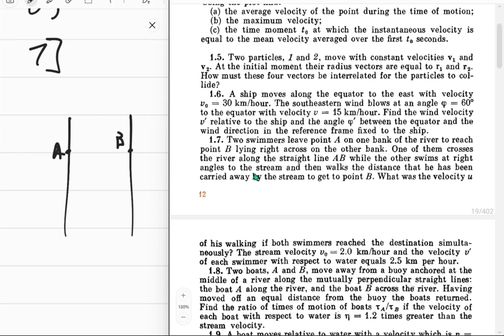One of them crosses the river along the straight line AB, while the other swims at right angle to the stream. So he will get blown like this. And then walks the distance he has been carried away by the stream to get to B.